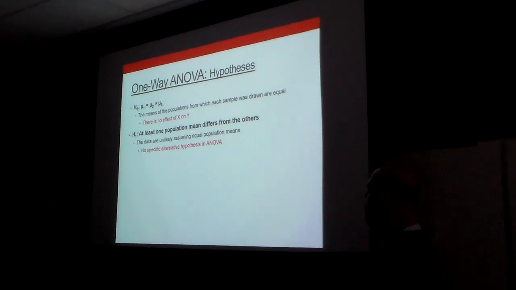So don't say at least one population mean differs from the others, because on your assignment I'm going to ask, what population? I don't know what population you're talking about. Tell me exactly, and on what, right? But we don't have a statistical notation for an alternate, because this is one hypothesis that is a combination of many different hypotheses, depending on how many means we want to compare.